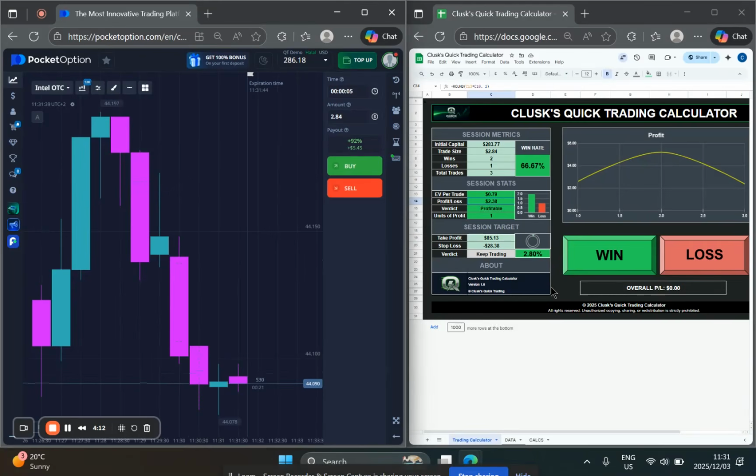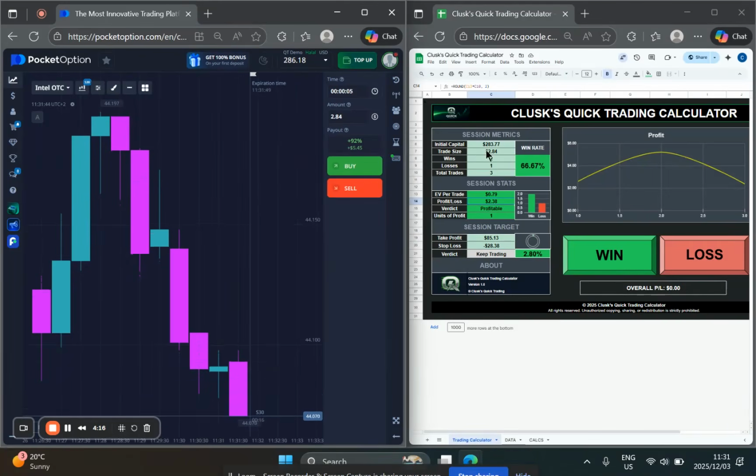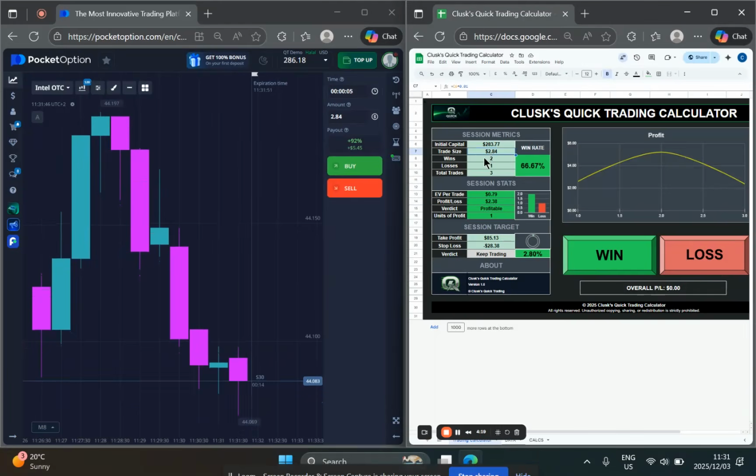Whilst we're waiting, let me break down this whole calculator. So we have our initial capital. For our trade size, we use 1% of it. We can update our wins and losses using this button. And that will automatically update everything else for us, whether we're going for our profits or we're hitting a stop loss. It gives us a percentage of our completion and how far we are.